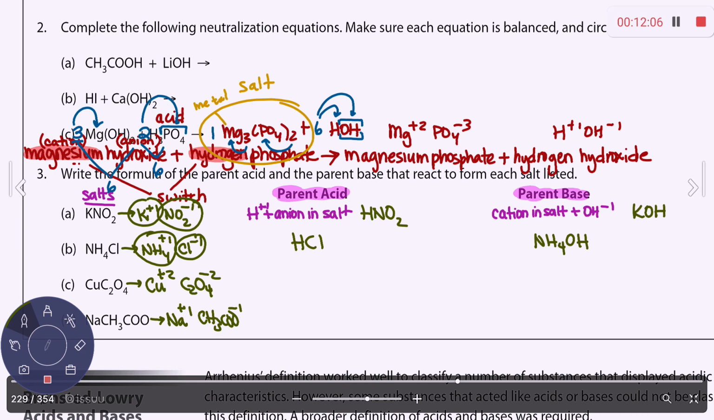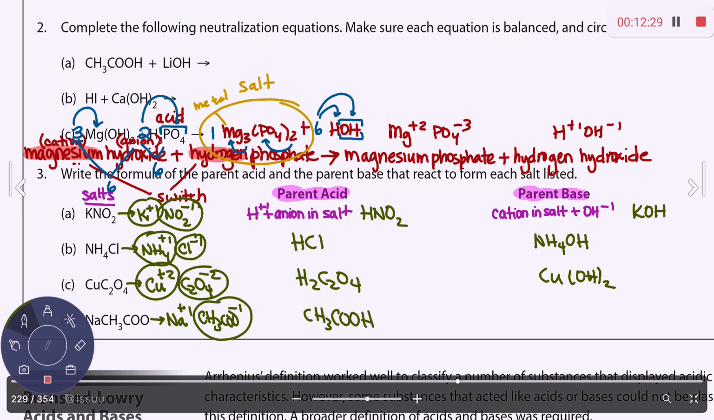For C, you're going to put hydrogen with this oxalate. So this would be H2C2O4. And then put this copper 2 ion with hydroxide. So this is Cu(OH)2. And then this last one, put hydrogen with this acetate. It's deemed improper to put the hydrogen in front of the acetate ion when it's written like this because its structure can't accommodate hydrogen next to the carbon, if that makes sense. So that's why the hydrogen is always put on the end. And then take your sodium ion and combine it with hydroxide. So this is NaOH.